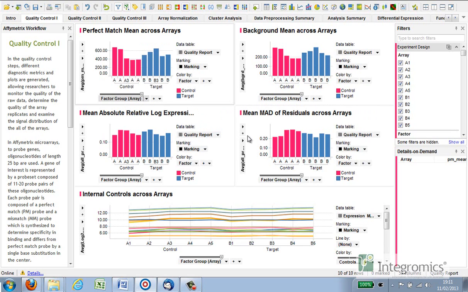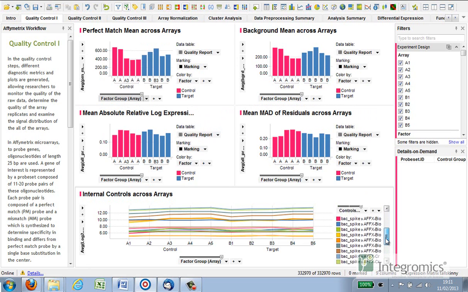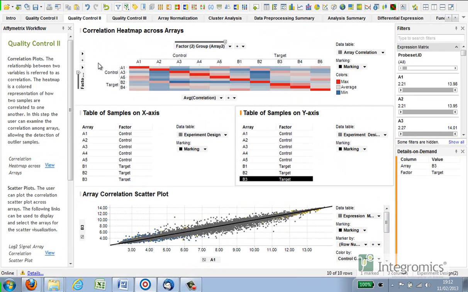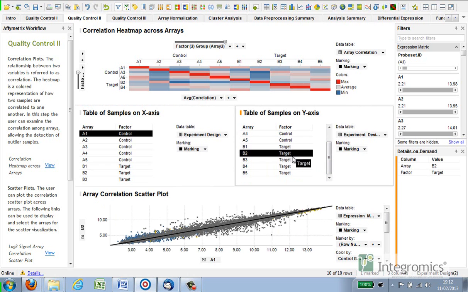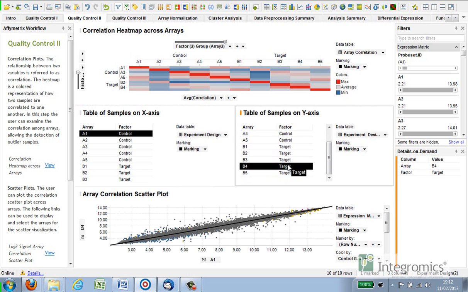The internal labeling and hybridization controls also have a graphical representation and allow us to determine the overall technical reproducibility across the arrays. The correlation plots represent the second tier of QC that IBD offers. The ability to assess the correlation between different samples allows us to determine the prospect of outliers amongst the biological replicates within the groups.